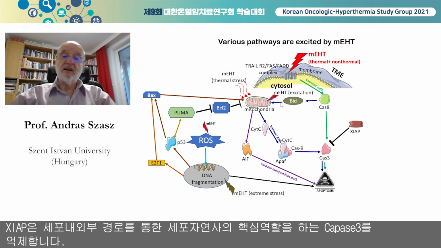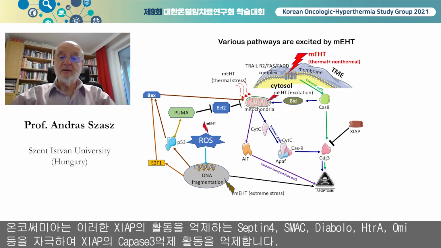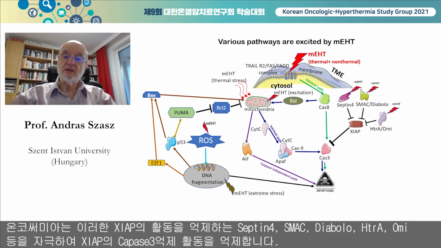Furthermore, we have XIAP, which would like to block caspase 3, the absolutely central executor of these intrinsic and extrinsic pathways. But modulated electrohyperthermia excites the blockers of XIAP: septin-4, SMAC/DIABLO, and HTRA2/OMI. So it means that we are blocking all the blockers which are important in this way.